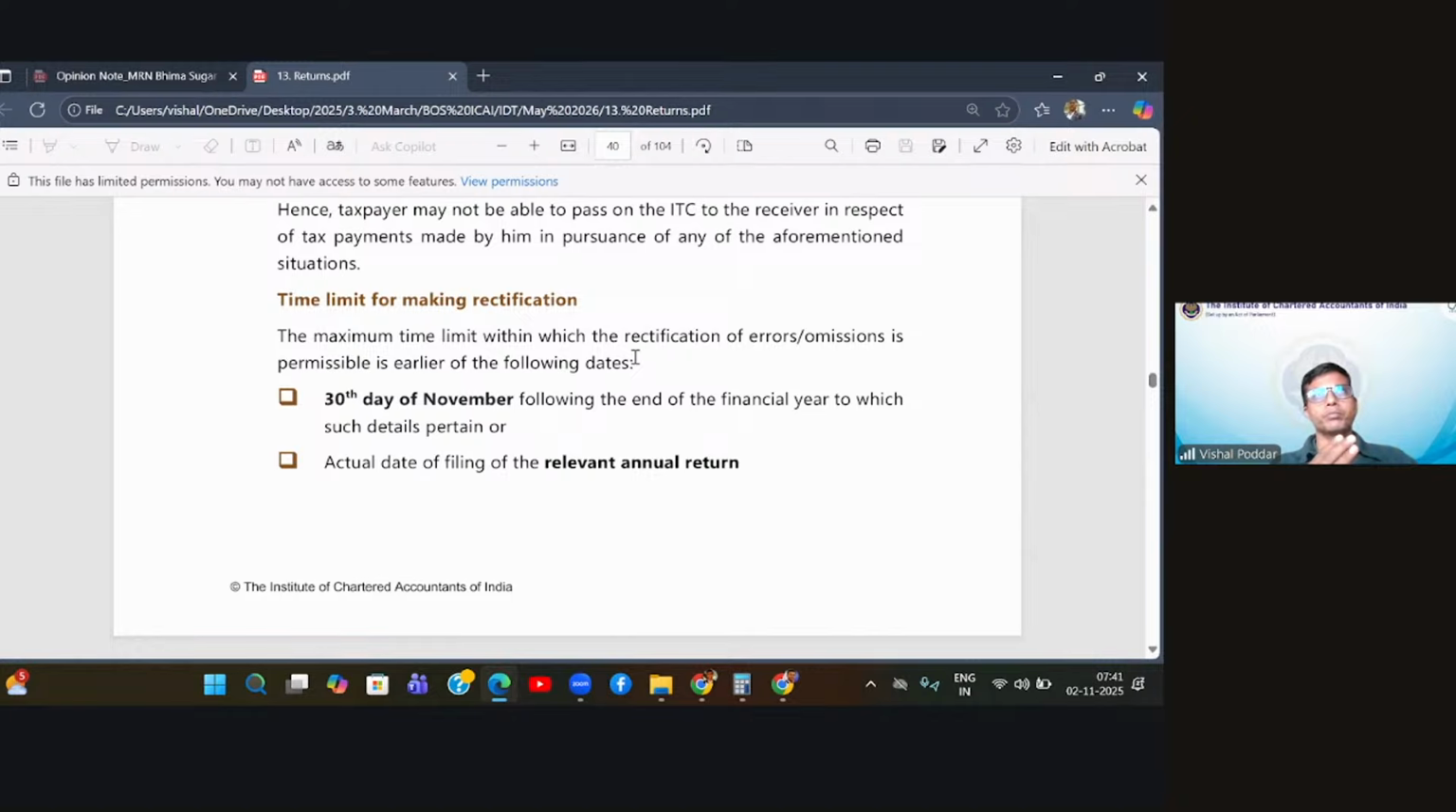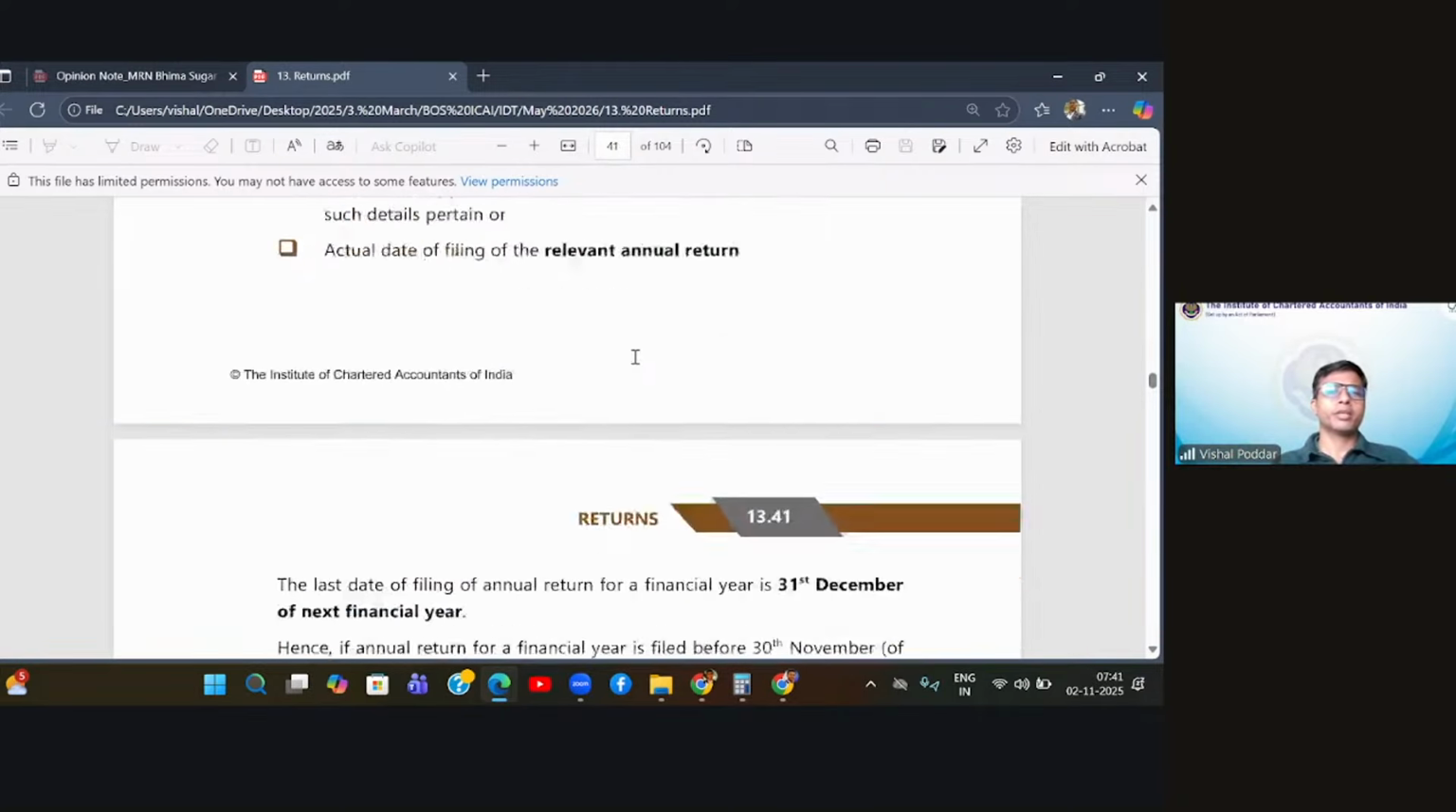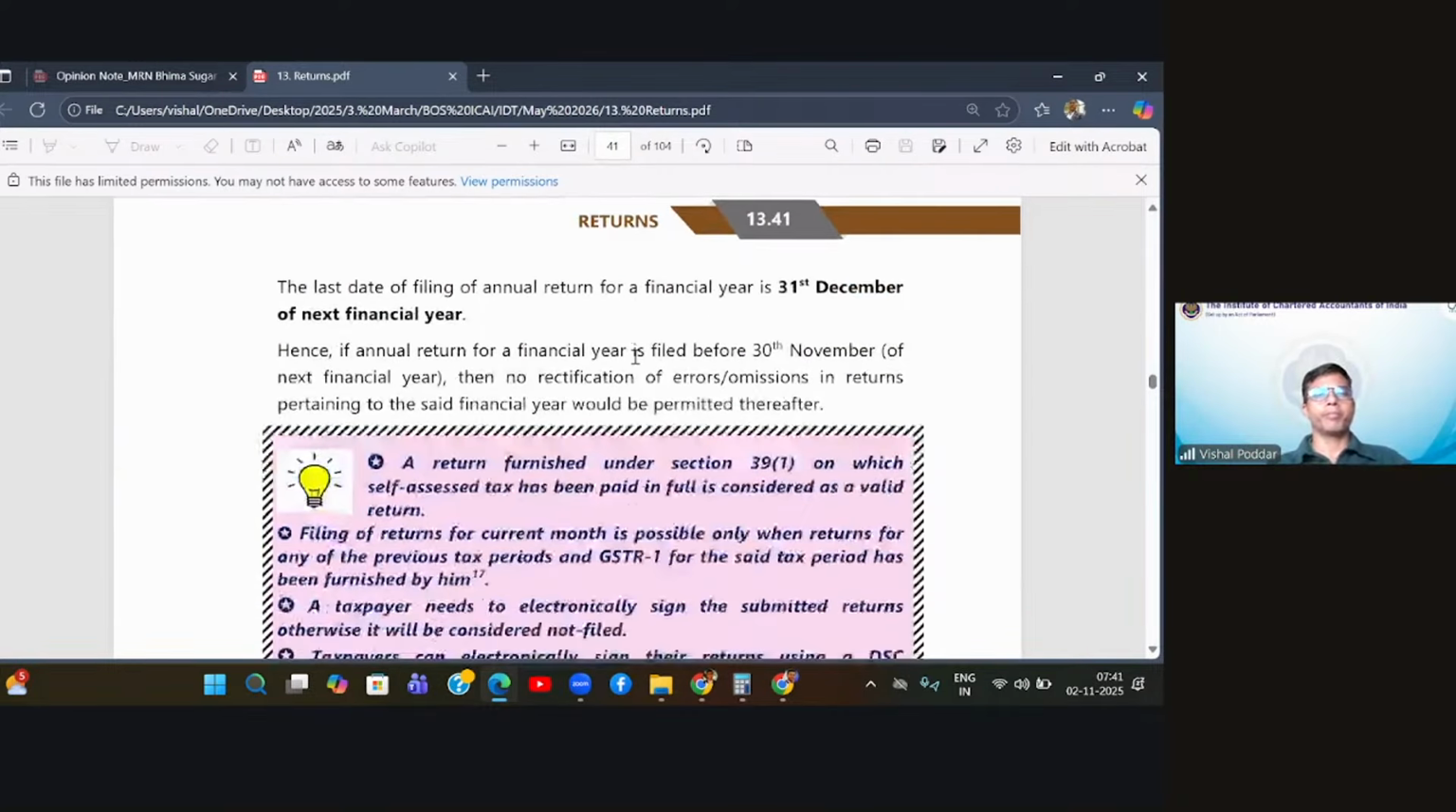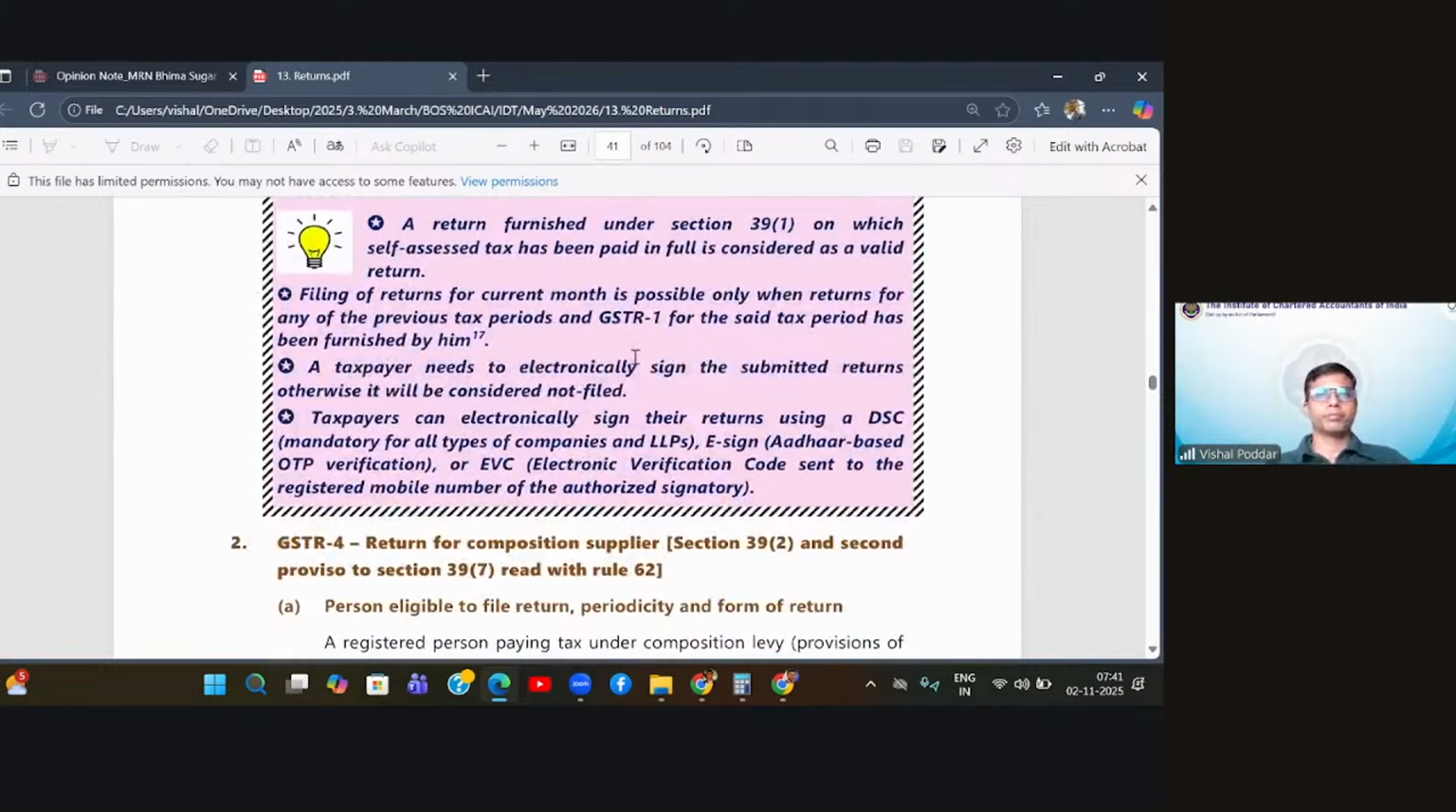So in short, for any of the changes to a particular year, the last date is next year's 30th of November or filing this year's annual return in the next year, whichever is earlier. A return furnished under 39(1), that is 3B, on which self-assessed tax has been paid in full is considered as valid. Filing of returns for the current month is possible only when returns of the previous tax periods and GSTR1 of the said tax period have been furnished.